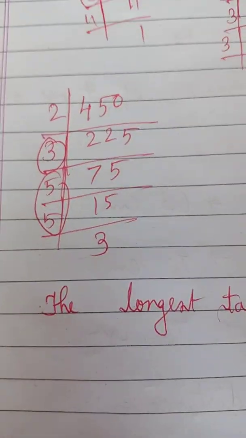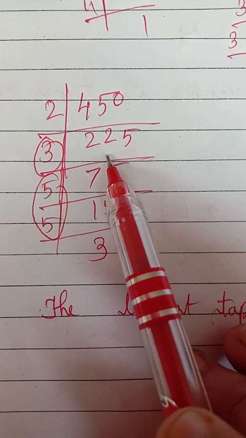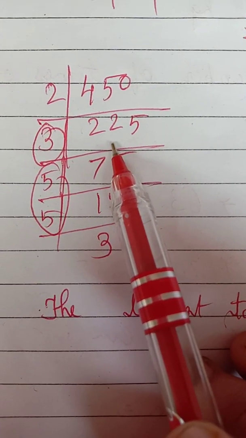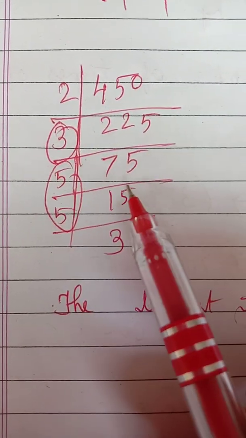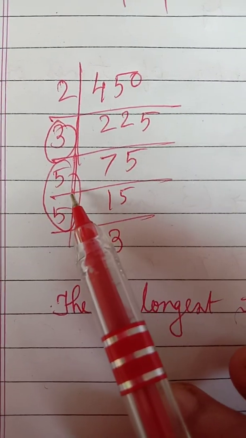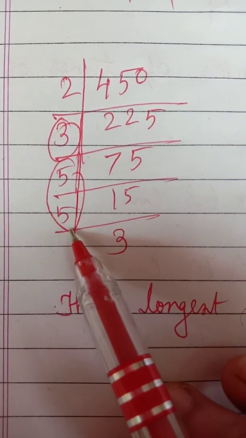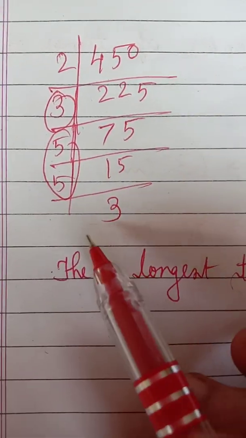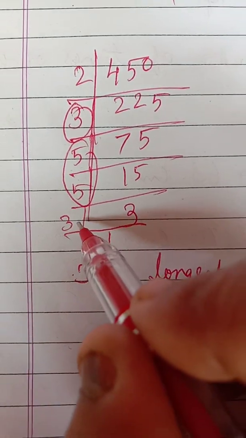Next number, that is 450. If I divide it by 2, I got over here 225. 225 divided by 3 got 75. 75 divided by 5 got 15. And 15 divided by 5 got 3. Next, again apply 3 1s are 3.